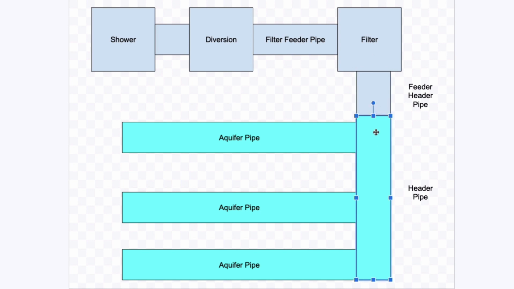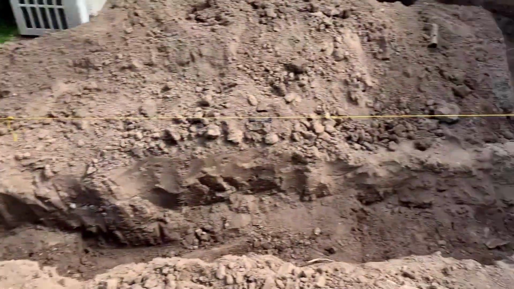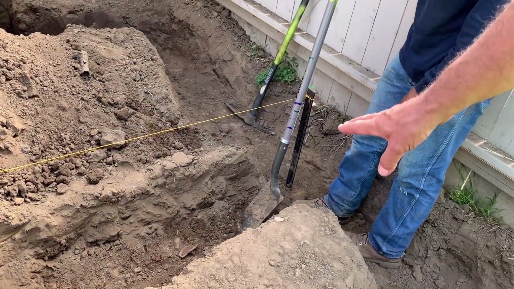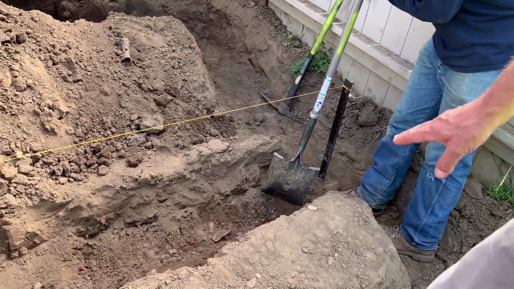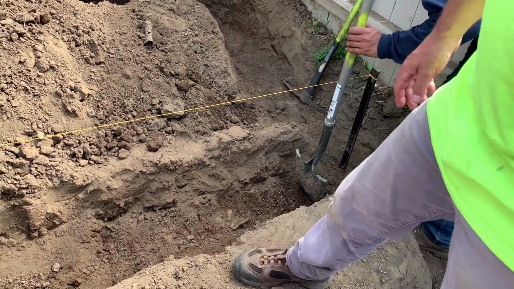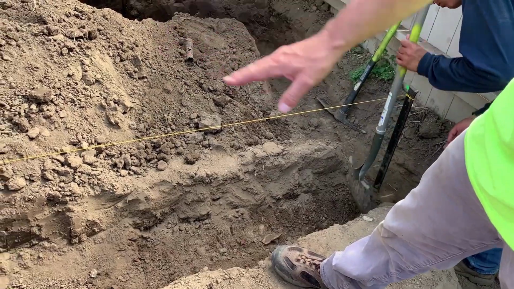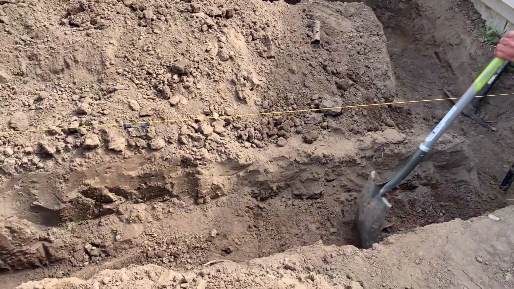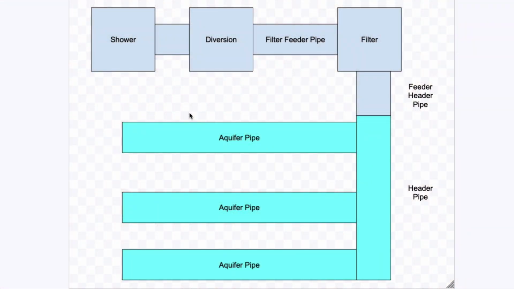But once it hits this header pipe here, and it's into this trench here, this is all level. Aquifer pipe trenches are level, everything is level. The header pipe is level, and the aquifer pipes are level. The one thing that we do have is videos on how to make these trenches, how to keep them straight, and how to keep them level, so that they're all at the same depth. So check out our videos on how to dig the trenches, and it gives you great detail on how to do that. Now there's something very important to know.